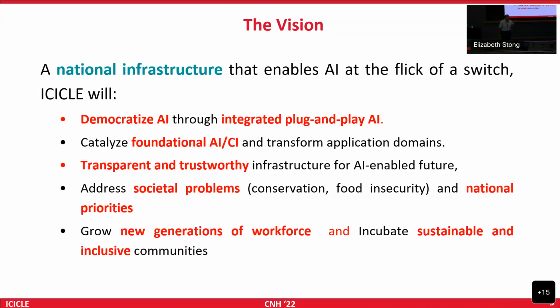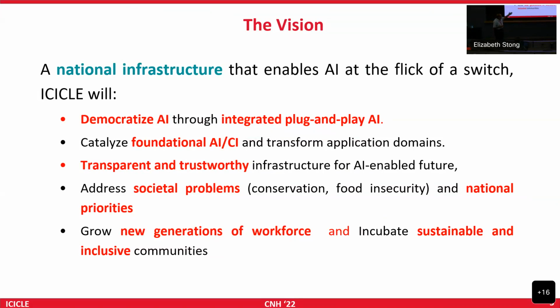So that's the kind of goal we are trying to have, and that will really democratize AI. Even a farmer can use AI without even knowing what is taking place. A shop manager can use the AI infrastructure. And of course, there are a lot of issues. There are foundational AI challenges, CI challenges. There are a lot of transparency and cyber security issues that also come in.